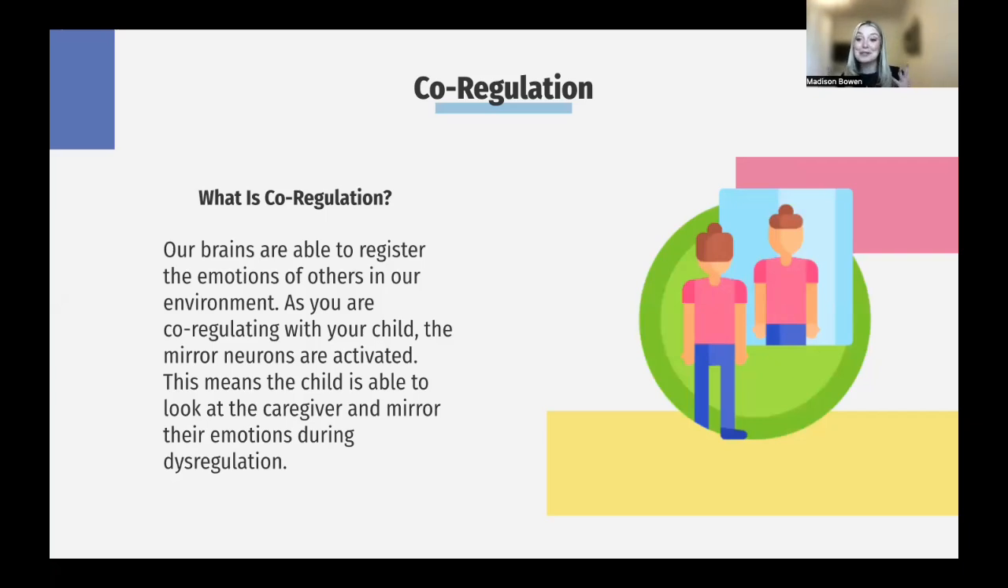Our brains are absolutely amazing. They are able to register the emotions of others from our environment. So, as you are co-regulating with your foster child, mirror neurons are activated. This means that the child is able to look at the caregiver and mirror their emotions during dysregulation.